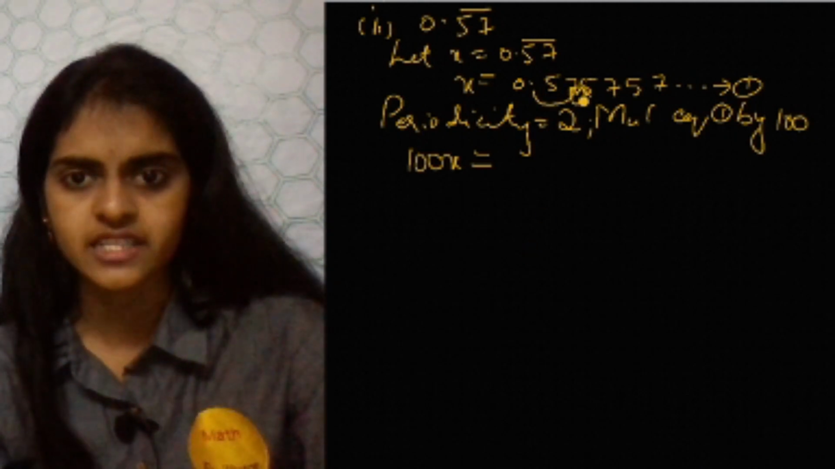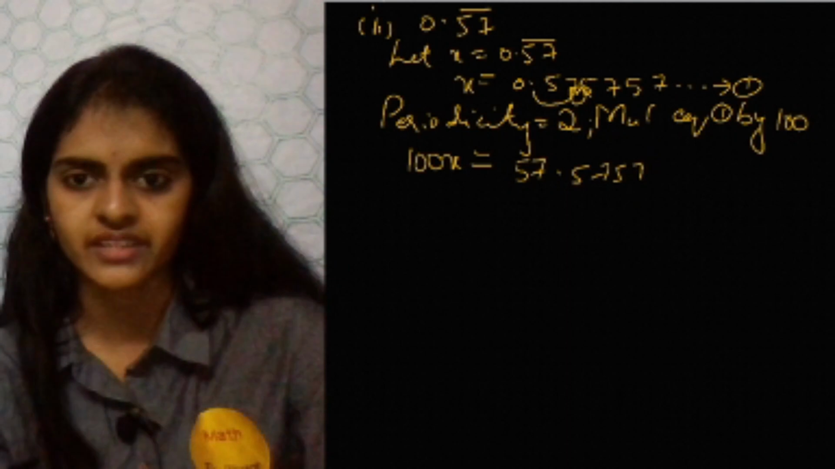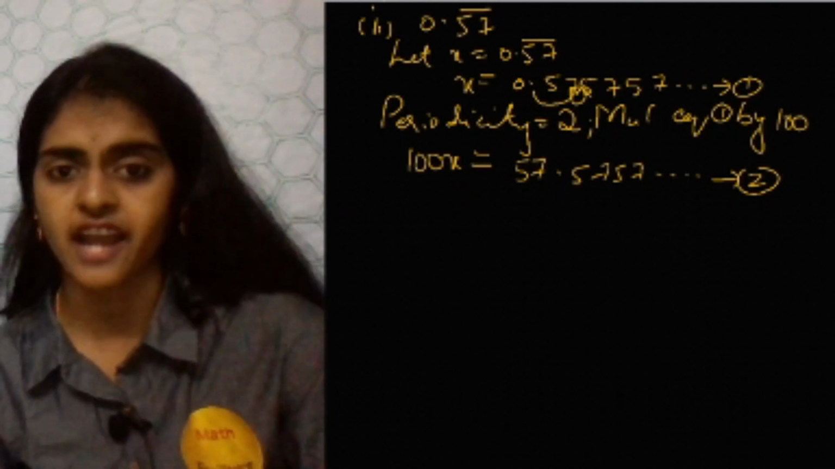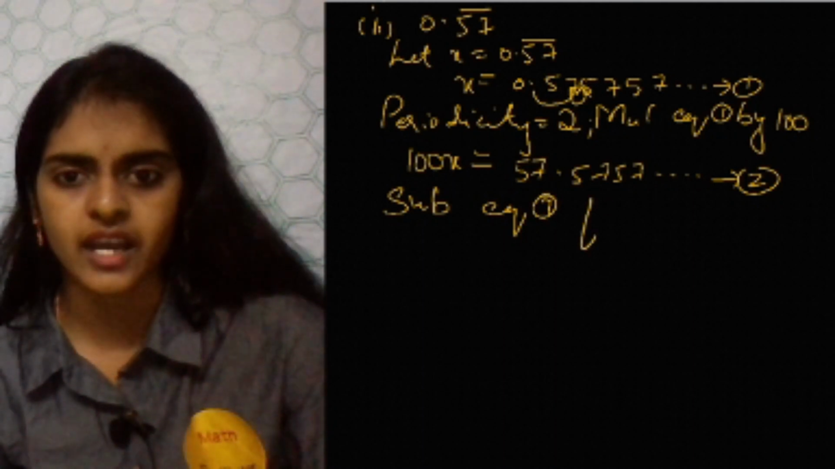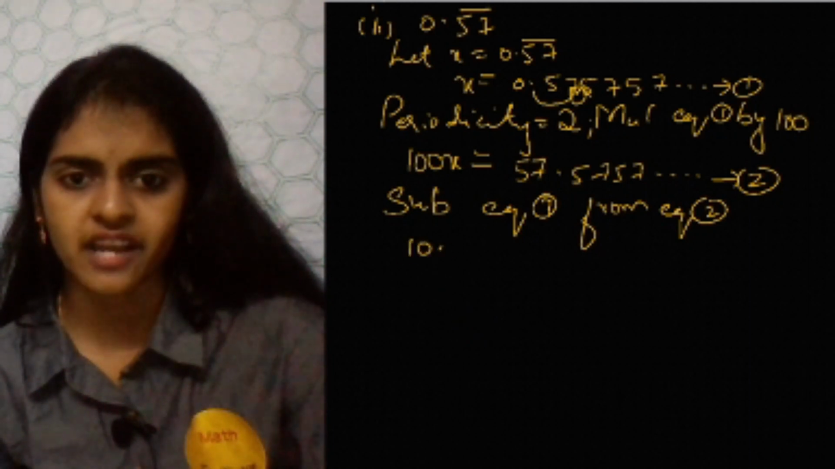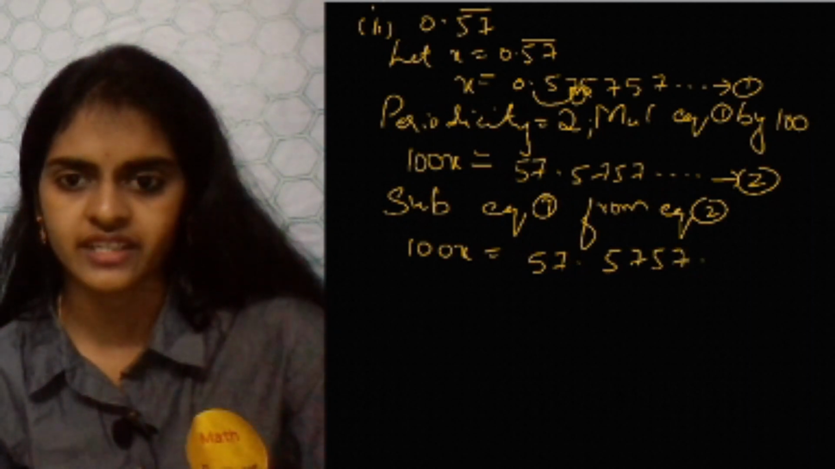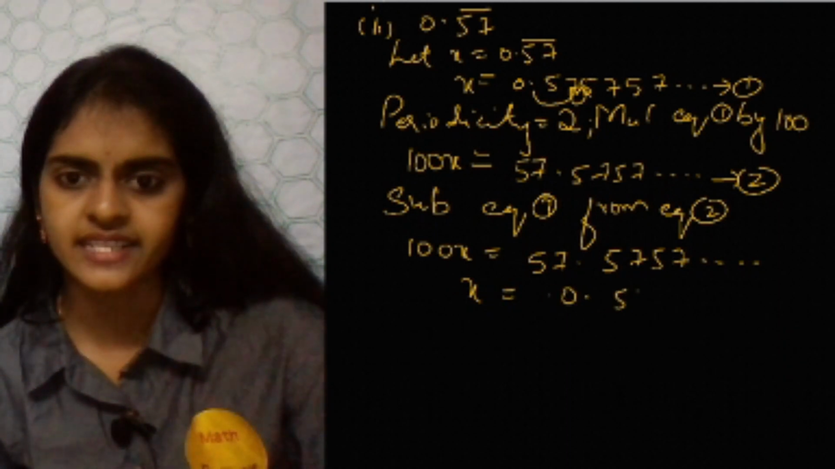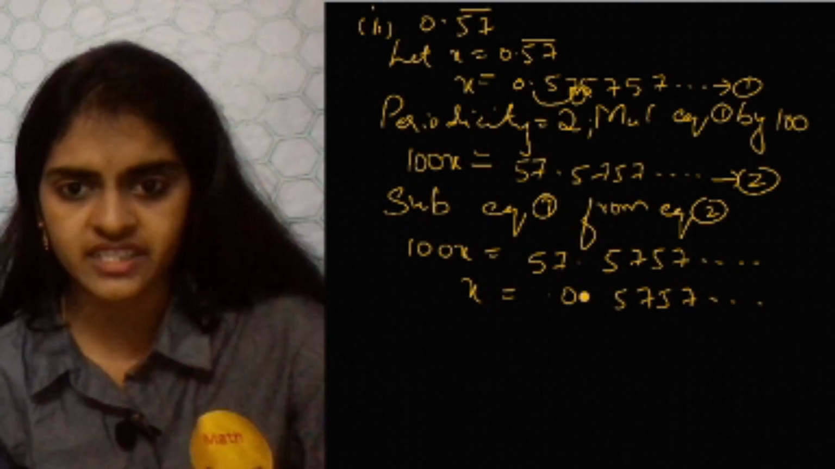Here you will have the decimal point. So it is 57.5757 and so on. Let this be equation 2. Clear? Now what is the next step? You have to subtract equation 1 from equation 2. When you subtract, you have 100x is equal to 57.5757 and so on, and equation 1 is x is equal to 0.5757 and so on. Here also I am giving you one tip: wherever you have the point, first write the point.